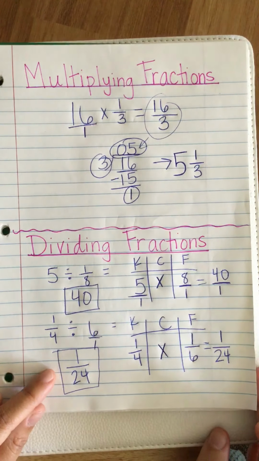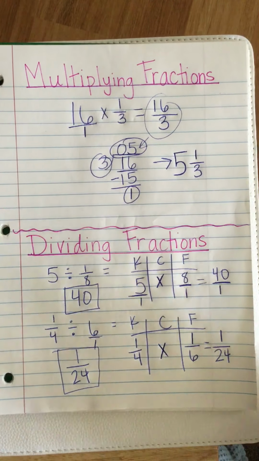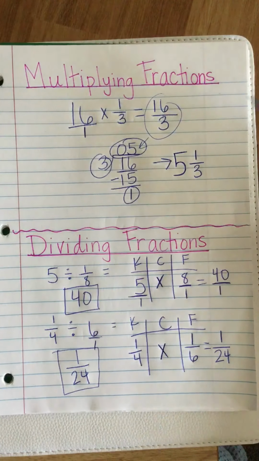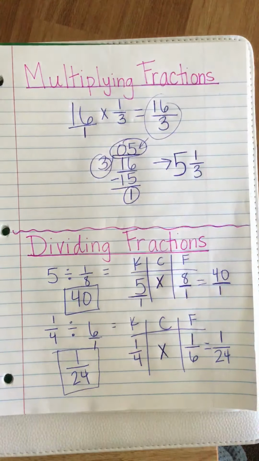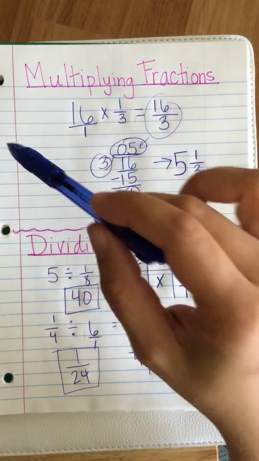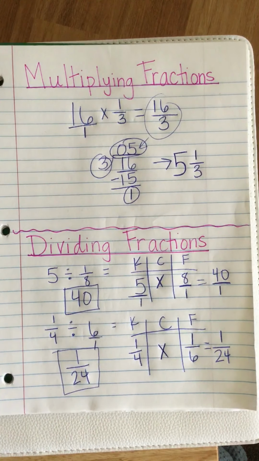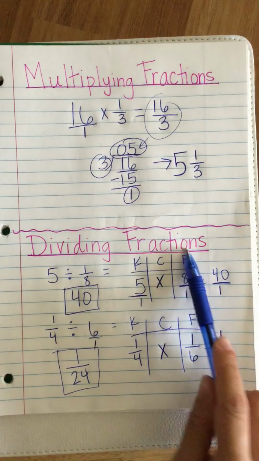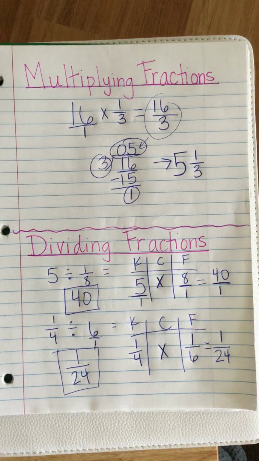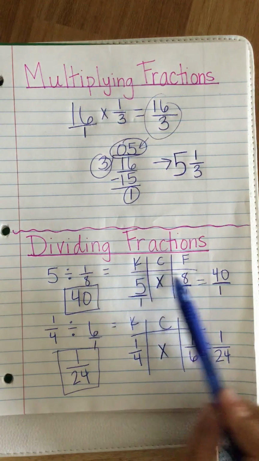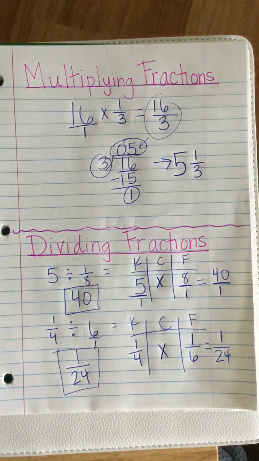Okay, so this video should really help with the quizzes that you're about to take. If you're multiplying fractions, just drop a 1 under your whole number and multiply across. Change it into a mixed number if needed. When dividing fractions, just create your keep change flip table. Keep whatever is first. Always flip that second number and then multiply across.